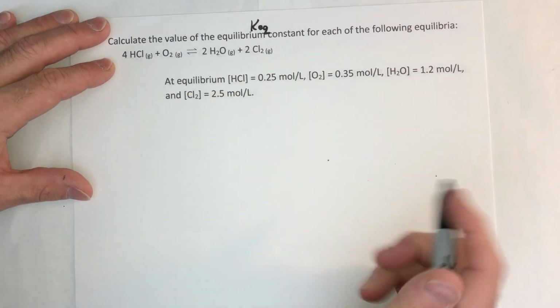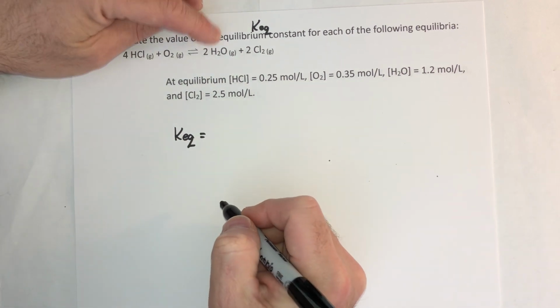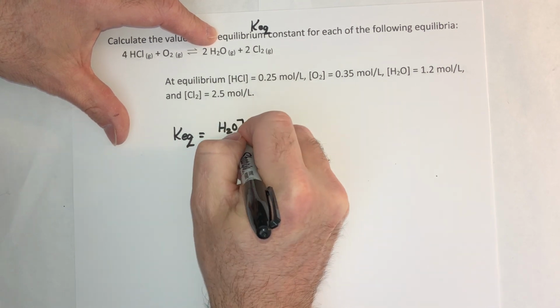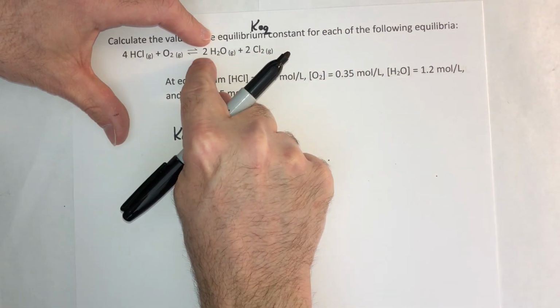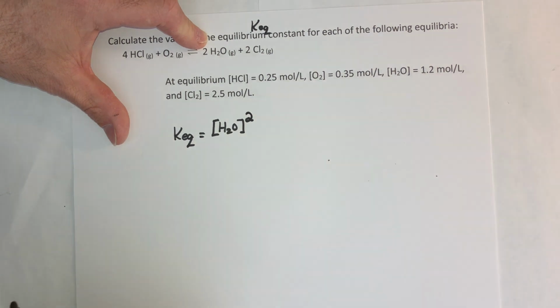So if I take a look at this, KEQ equals, first product is an H2O, square brackets to show that it's a concentration. Because to balance it, there's a 2 in front of it, my expression has a power of 2, right?